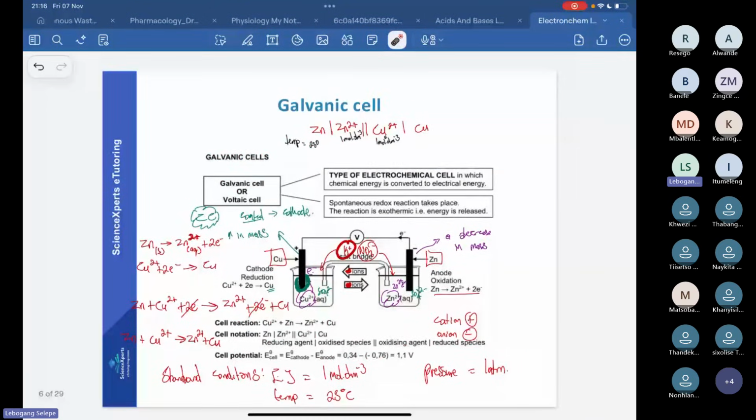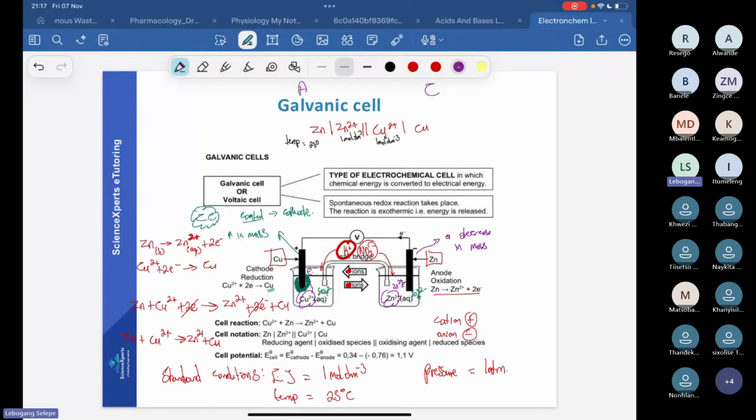You can also notice that on the cell notation, the outer borders are my electrodes, right? So this outer border is my cathode. This one is my anode. Also, it's in alphabetical order. If you look at it that way, we start with the anode on this side, then we end with the cathode on that side. I think I covered almost everything on galvanic cells.